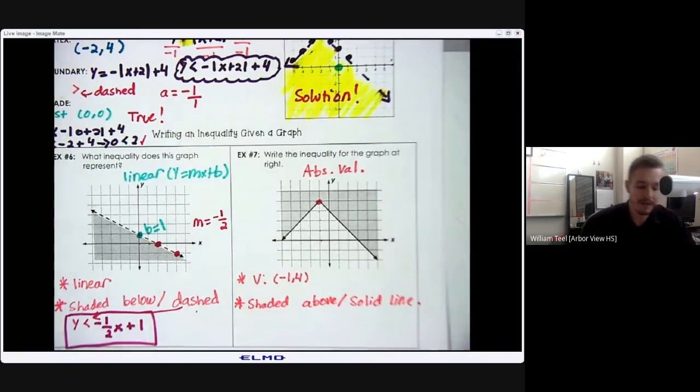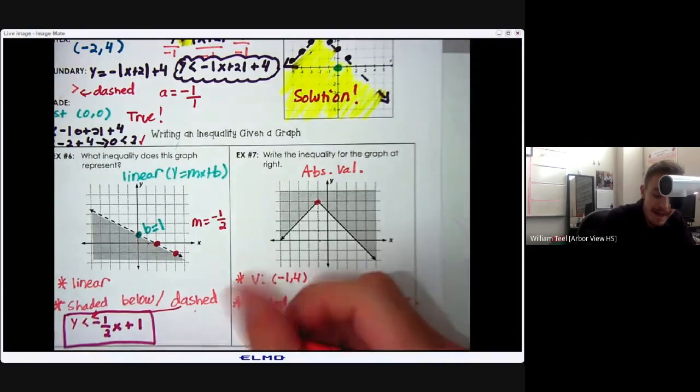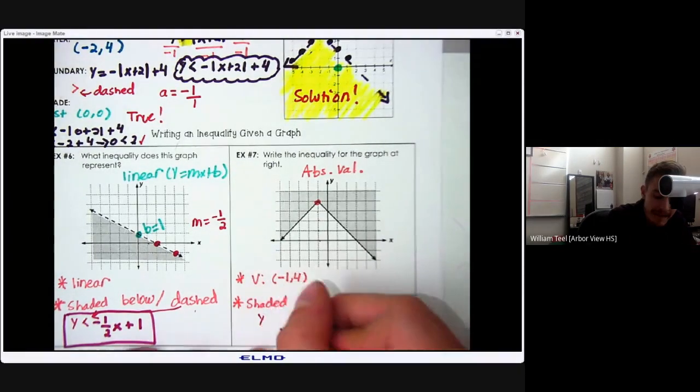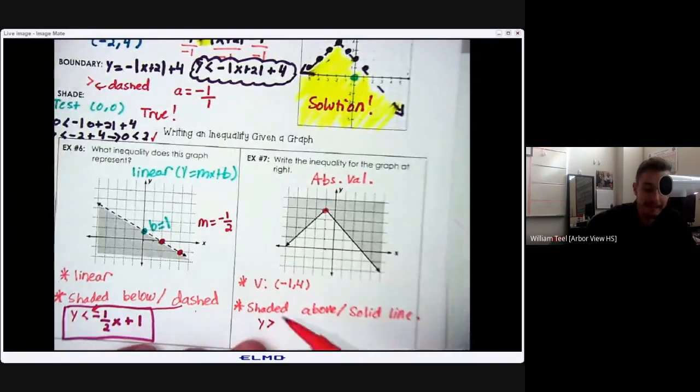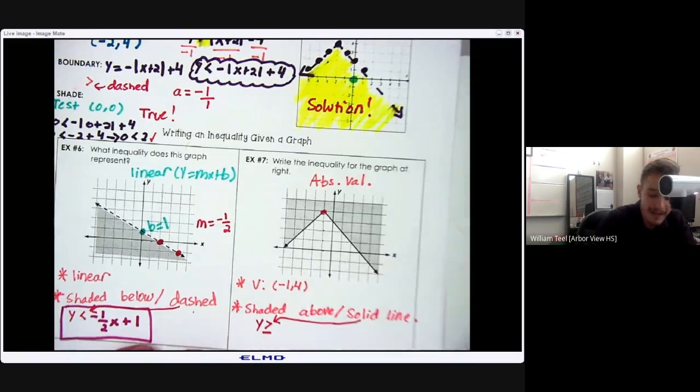So let's go ahead and fill in some of the blanks here. If I am shaded above, this tells me that y is going to have to be greater than, because I'm looking at values above the graph. And since it's a solid line, I'm going to have to include equal to, okay? Solid lines tell me greater than or equal to.